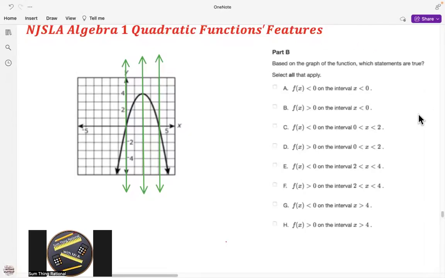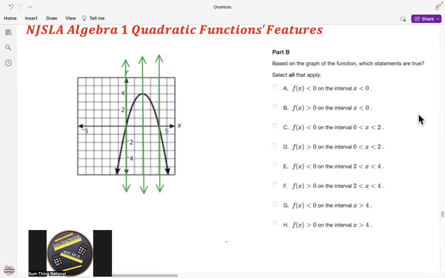Hello everyone. We have been solving NJSLA Algebra 1 questions on quadratic functions, features, and solving quadratic equations. So, another question. Here you can pause the video and try to solve the question by yourself.